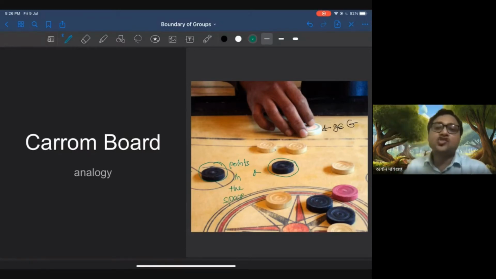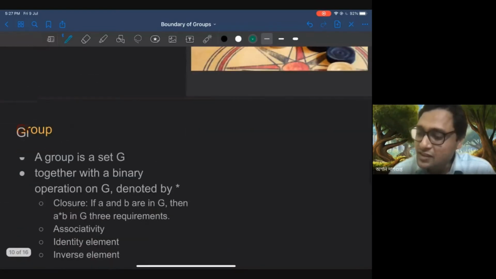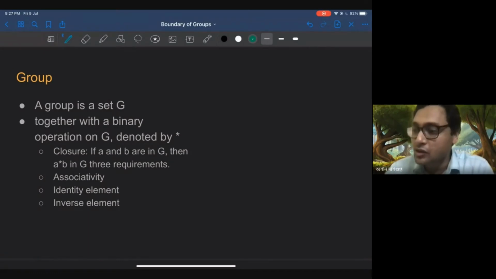So you can check the strength of each striker by hitting them on the coins. And maybe by looking at the action of the strikers on the points, you can tell something about the strikers themselves. So that's one way to think about the basic philosophy of geometric group theory. Okay, so now we come to the second part of the word, group.